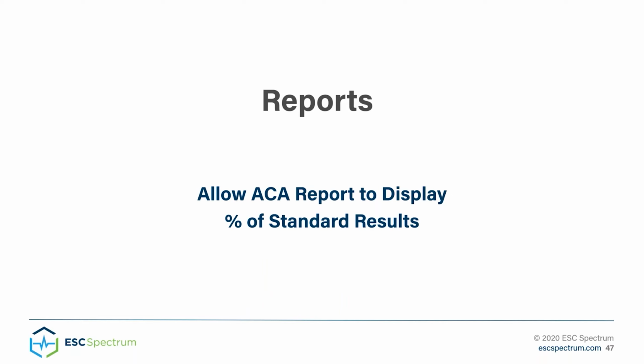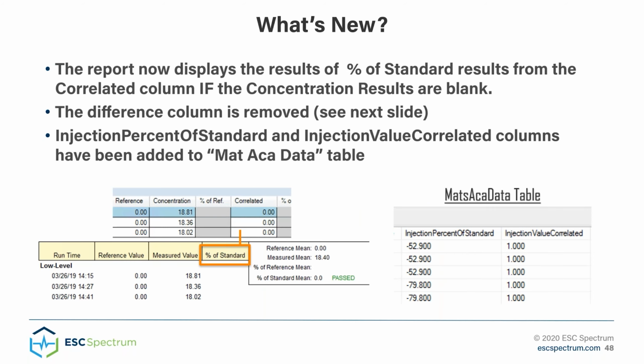Reports. Allow ACA report to display percent of standard results. If the concentration result is empty, the percent of standard is now shown on the report. There are also two other columns added to the MATS ACA data table, and that's injection percent of standard and injection value correlated.